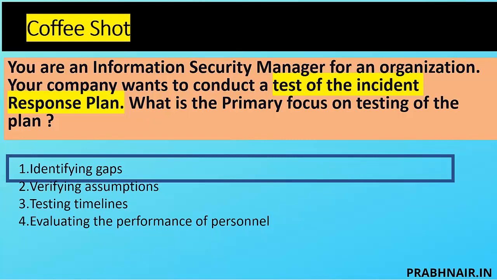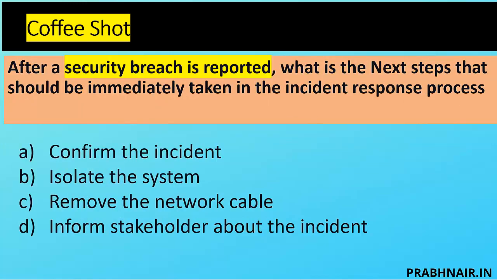So the question is, after a security breach is reported, only reported, okay, what is the next step that should be immediately taken in the incident response process? The question is talking about sequence, so we need to answer the sequence only. Option A, confirm the incident. That is true. Isolate a system, also true. Remove the network cable, that is also true. But C is part of B. Inform stakeholders about the incident.